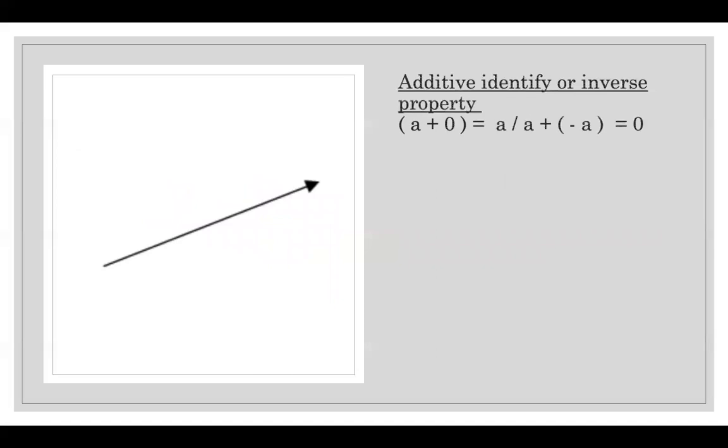So the next law is the additive identity and inverse property. For this law, we add a vector with 0. If we add a vector with 0, we'll get back the vector. Or we can add a vector plus its negative vector, which equals 0. It's like moving the first a to the front of the equal sign and moving 0 behind it, and we get the same thing, where positive becomes negative, and a plus negative a equals 0.